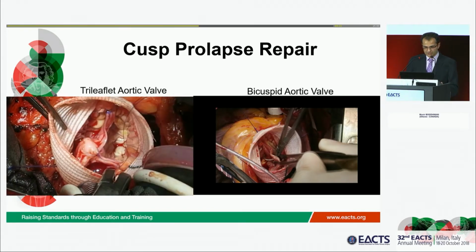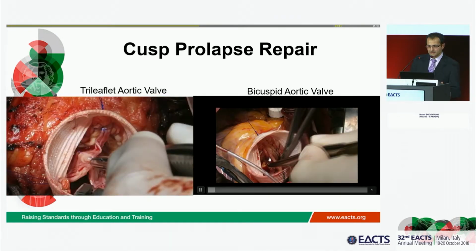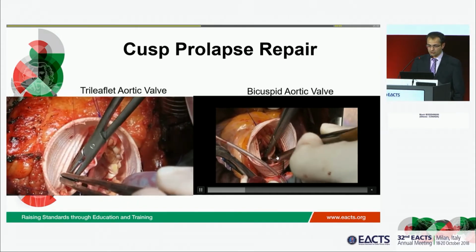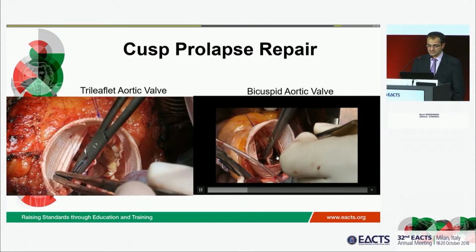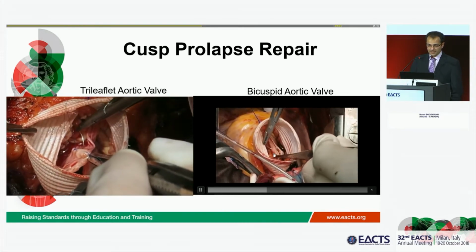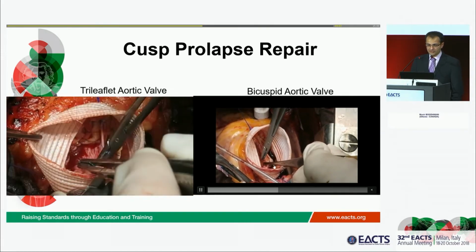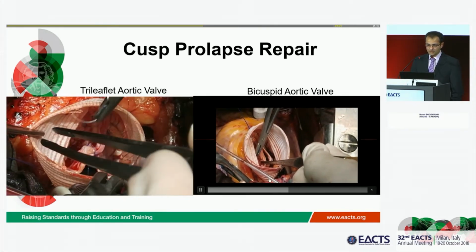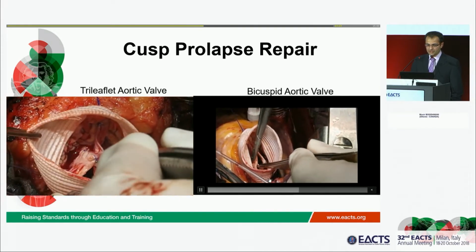This plication can then be extended to the body of the cusp to complete the plication procedure. In a bicuspid valve setting, in this case, a non-conjoint cusp itself is prolapsing, so the first step is to plicate the non-conjoint cusp and make it an appropriately measured reference cusp. And then this non-conjoint cusp becomes our reference against which we can perform a free margin plication of the conjoint cusp.